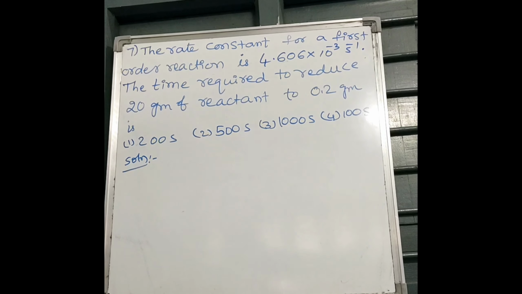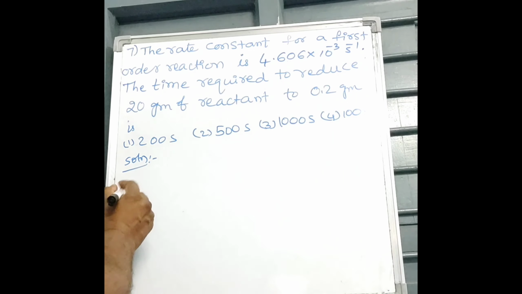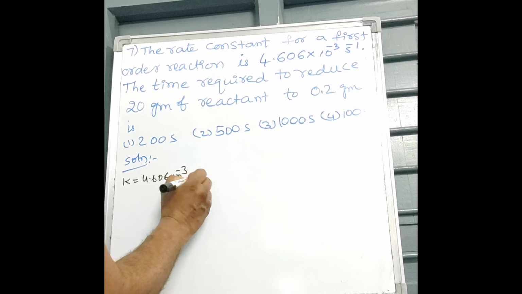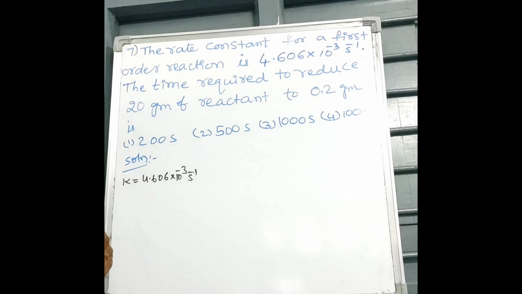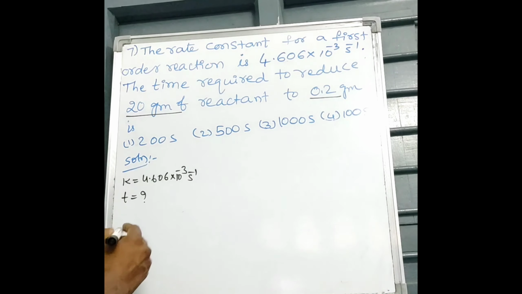Next question is from chemical kinetics. The rate constant for a first order reaction is 4.606 into 10 power minus 3 second inverse. So the rate constant K is how much? 4.606 into 10 power minus 3 second inverse. The time required, he is asking, to reduce 20 grams of a reactant to 0.2 grams. The initial amount is 20 grams.